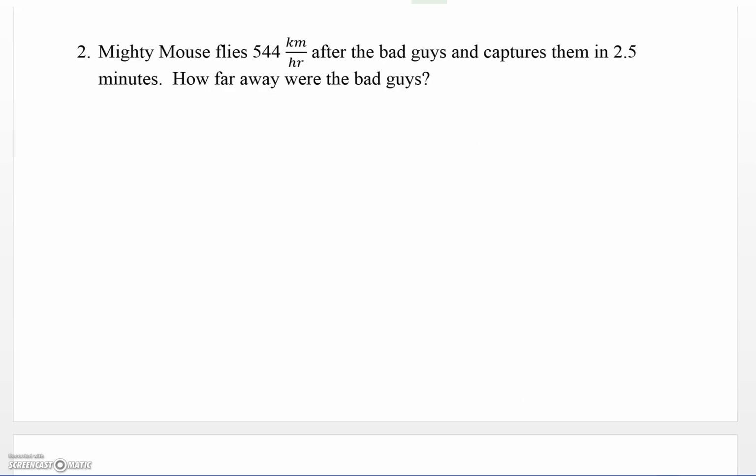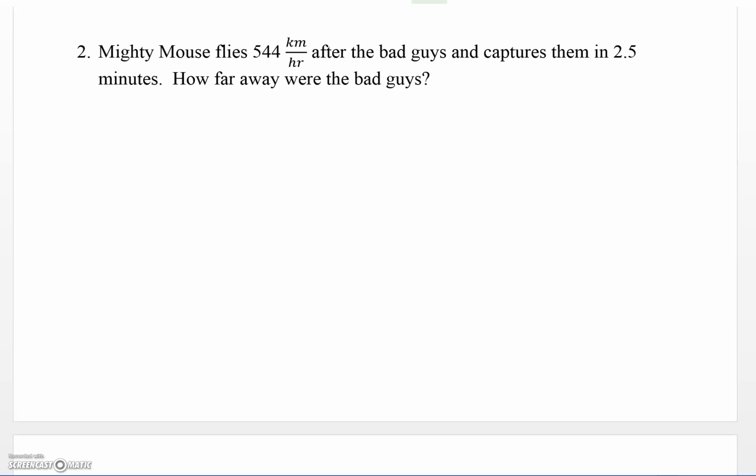Now let's look at our second problem. This time it says Mickey Mouse flies 544 kilometers per hour after the bad guys and captures them in 2.5 minutes. How far away were the bad guys?